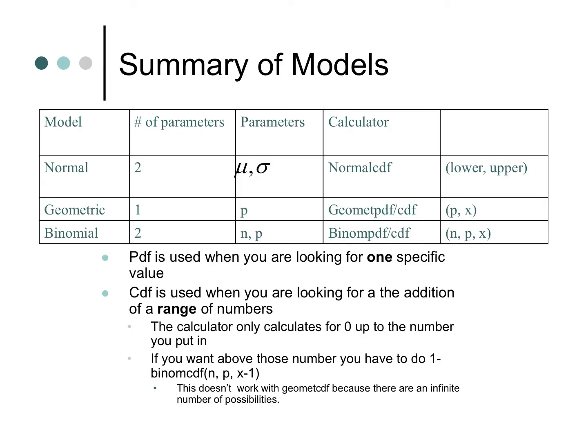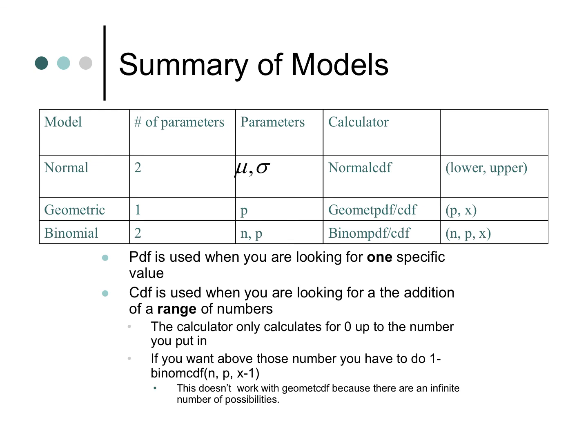Now, we have 3 probability models that we've looked at so far. The normal model has 2 parameters, the mean and the standard deviation. And in the calculator, it was normalcdf, and you would put your lower bound and your upper bound. We have the geometric model. It has 1 parameter, the probability. The calculator commands are geometpdf and geometcdf. And you plug in the probability and the number of successes. Okay, remember, x is the number of successes.